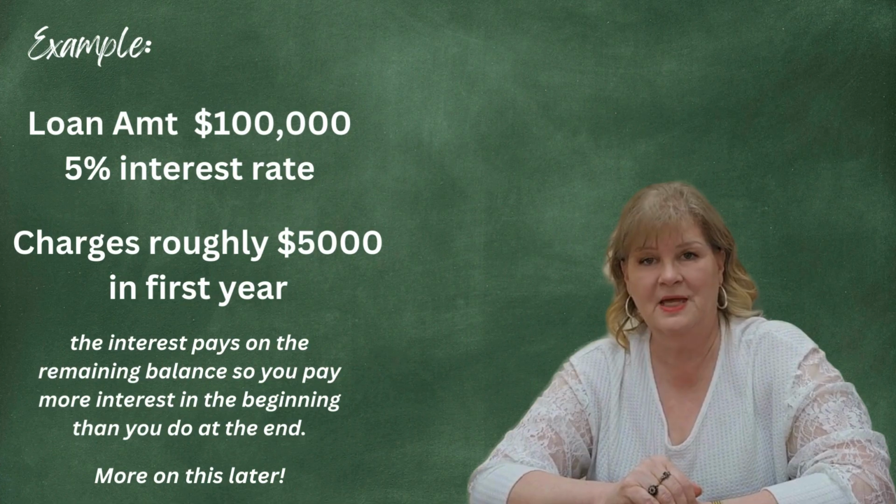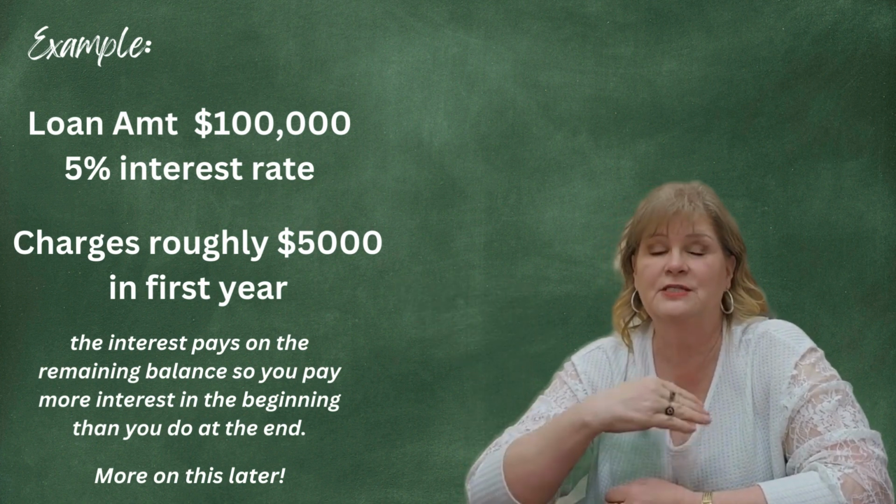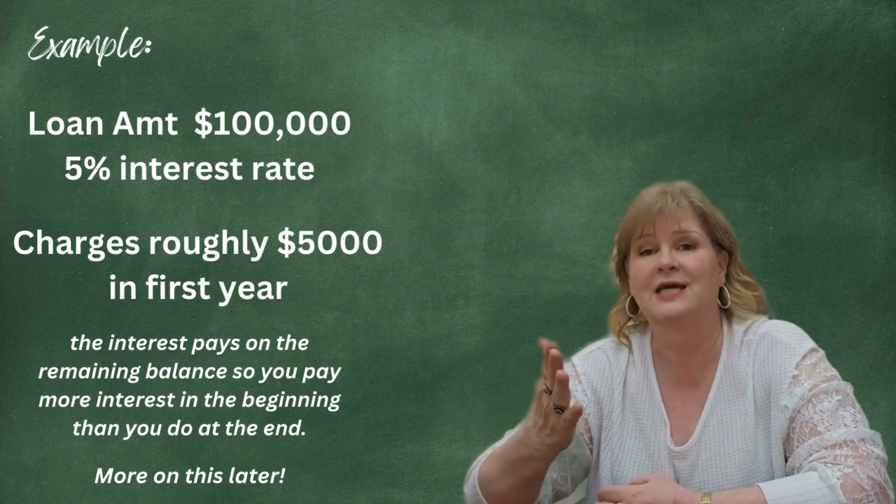So what are mortgage interest rates? Simply put, a mortgage interest rate is the rate at which a lender charges you interest on the money that you borrow to buy a home. It's essentially the cost of borrowing money, expressed as a percentage of the total loan amount. This rate determines the amount of your monthly mortgage payment and the total amount of interest that you'll pay over the life of the loan. Example, a $100,000 loan at 5% interest is going to be $5,000 a year.